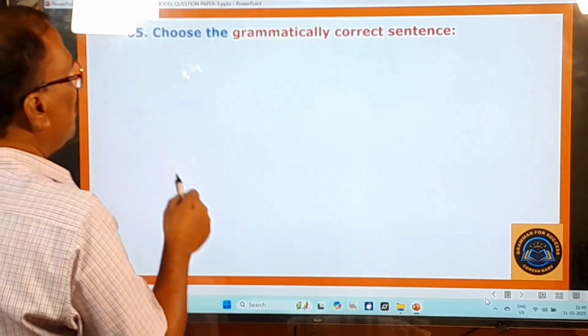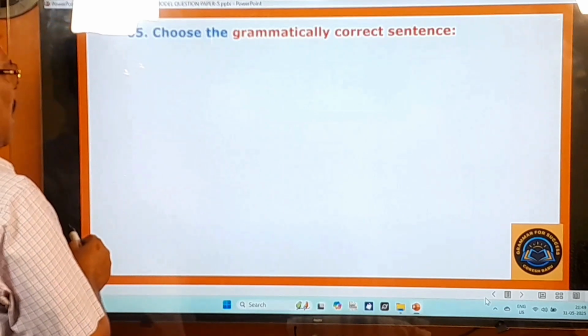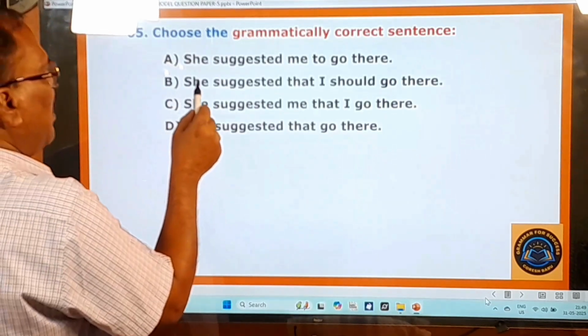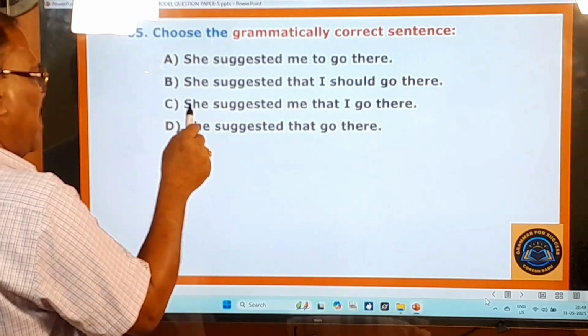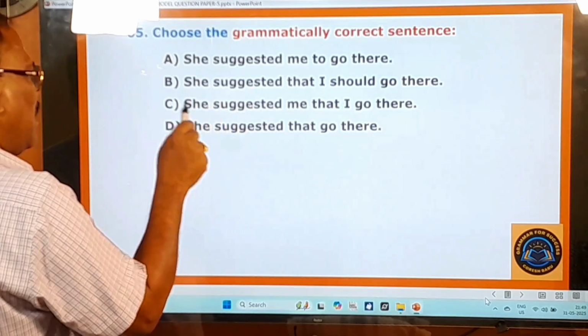65th question. Choose the grammatically correct sentence. She suggested me to go there. She suggested that I should go there. She suggested me that I go there. She suggested that go there.